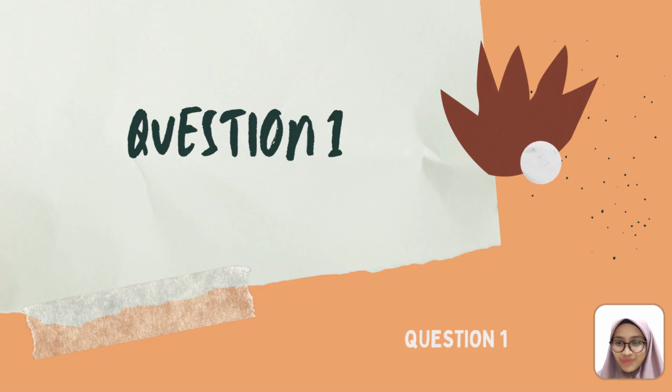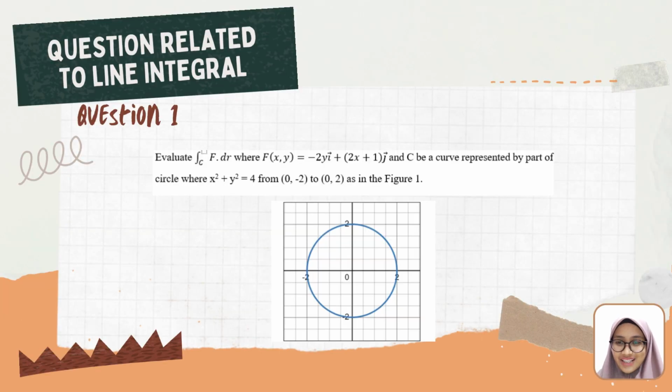Okay, next I will proceed with question 1. Question 1. Evaluate the integral of F dot dr where F(x,y) equals negative 2y i plus (2x plus 1) j, and C is a curve represented by part of the circle where x squared plus y squared equals 4 from (0, negative 2) to (0, 2), as in figure 1.